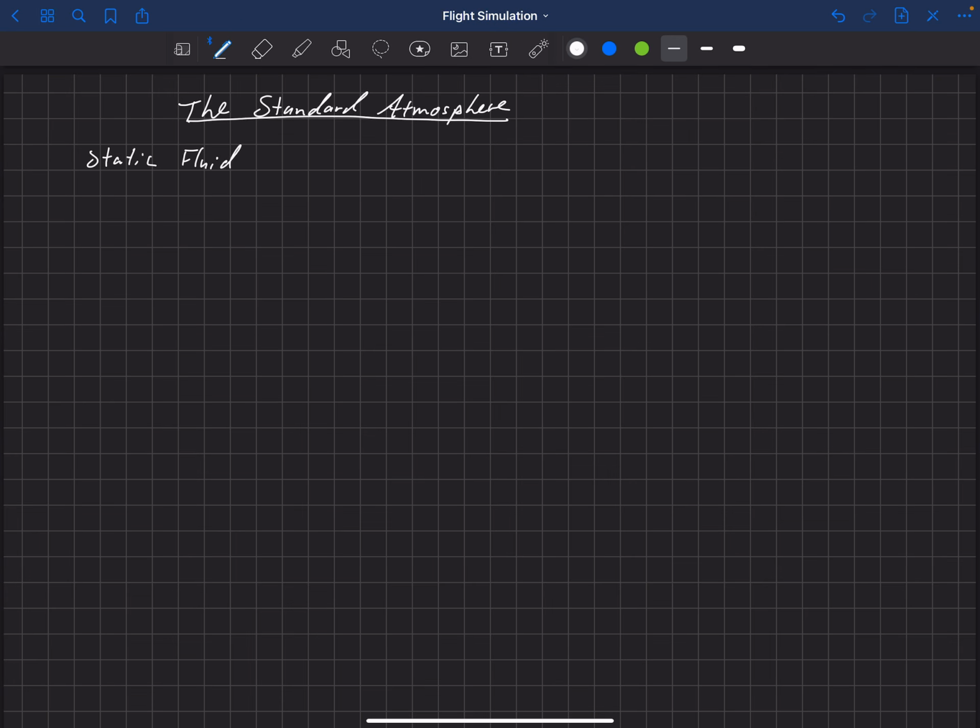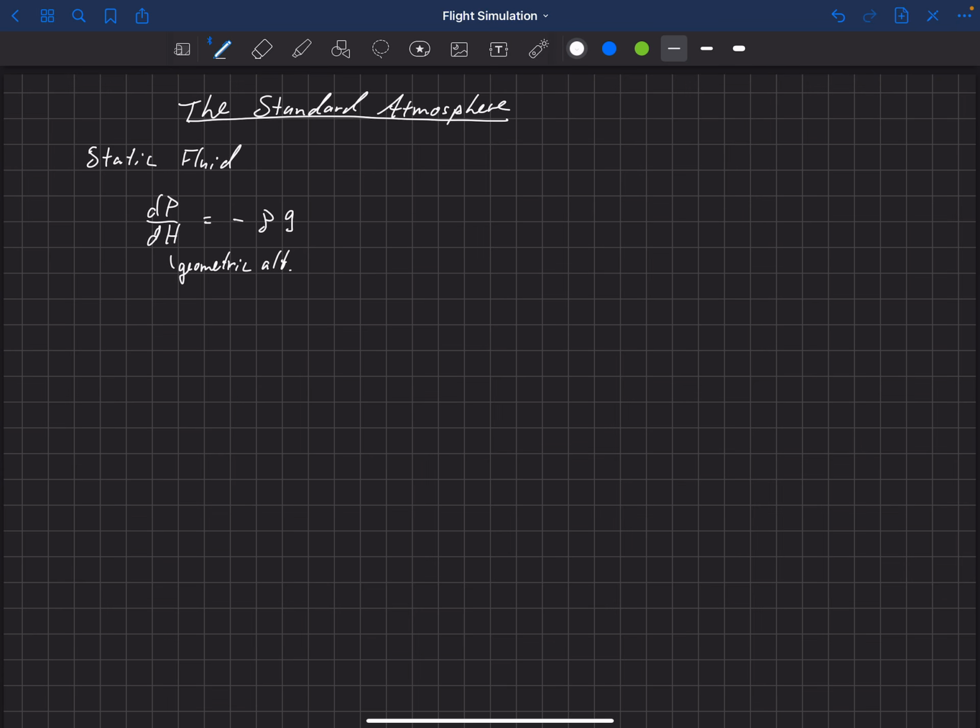So if we say the atmosphere is a static fluid, then the change in pressure with altitude, so that's a change in altitude h, and this is what we're going to call geometric altitude, is equal to minus rho, the density, times g, gravity. Okay, so this is just a static fluid equation, and now we can do a few things with this equation.